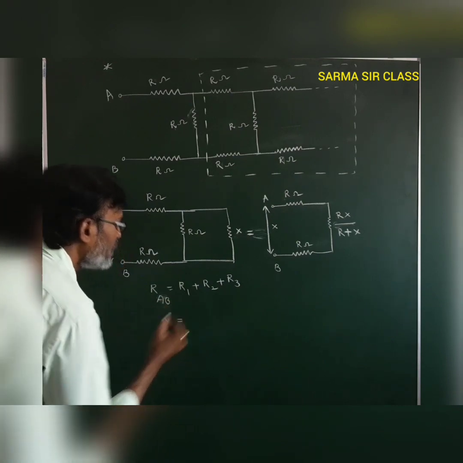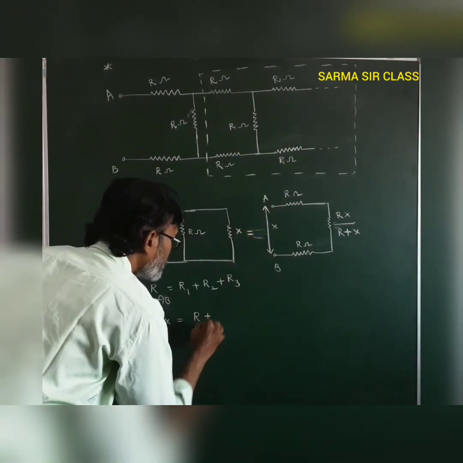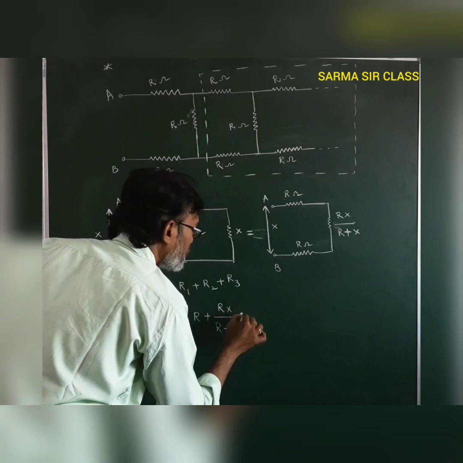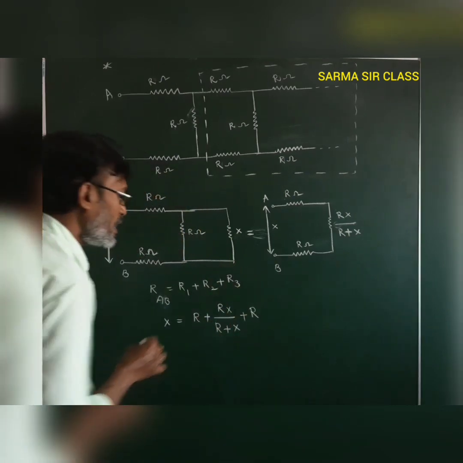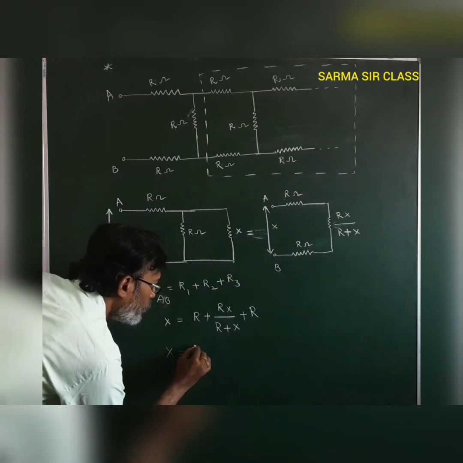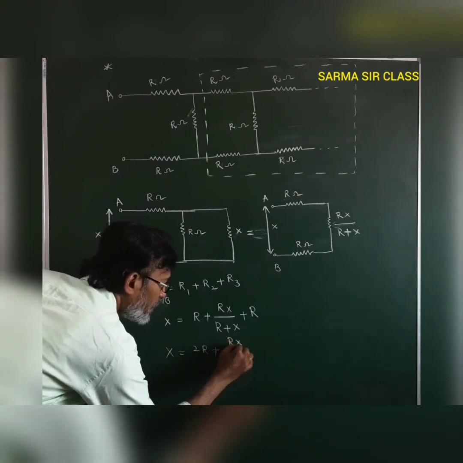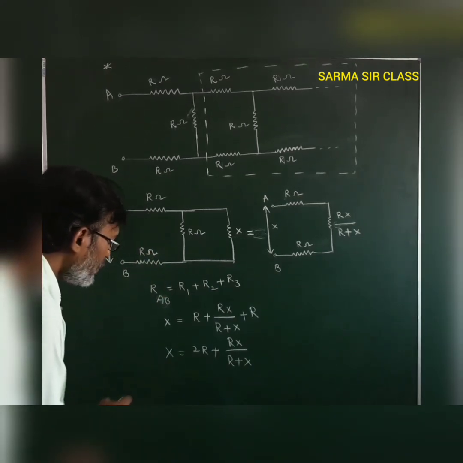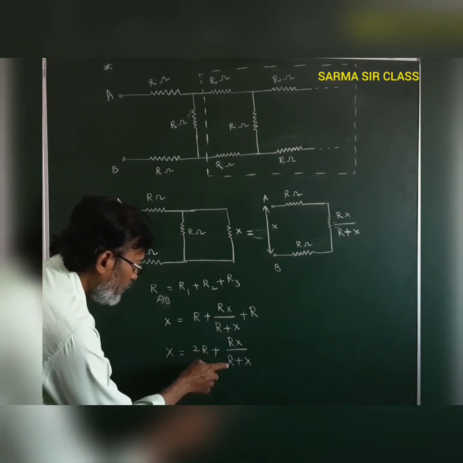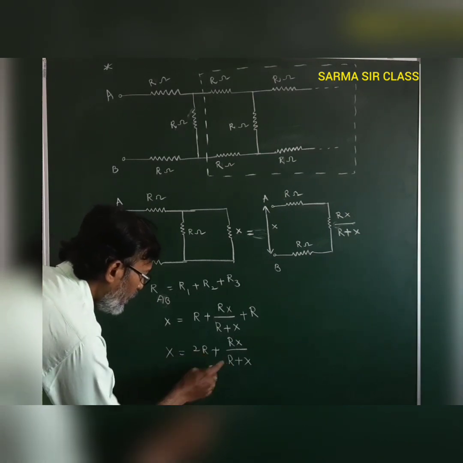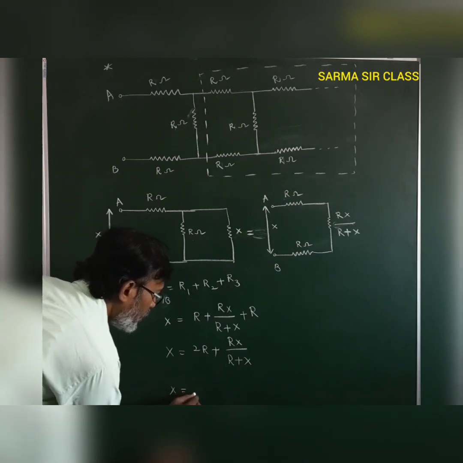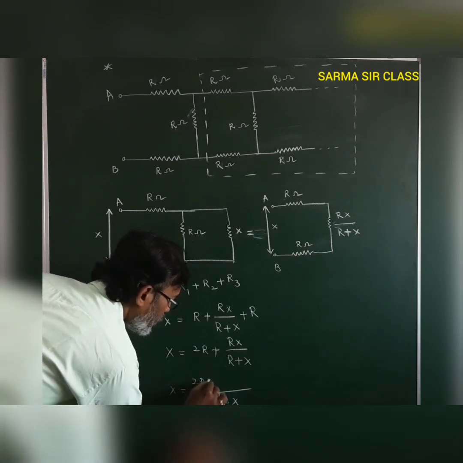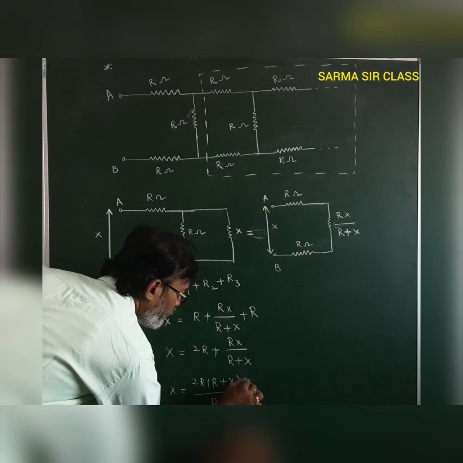That value X is equal to R plus Rx by R plus X plus R ohm. Then X is equal to 2R plus Rx by R plus X. Now once again we take the cross multiplication, and then X is equal to, at first take the LCM, R plus X, then R into R plus X plus R plus X.